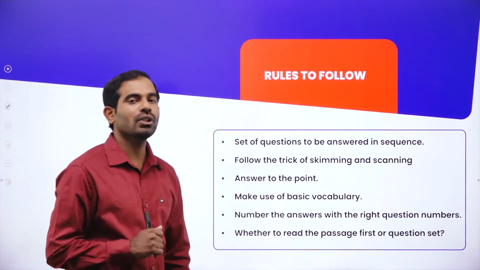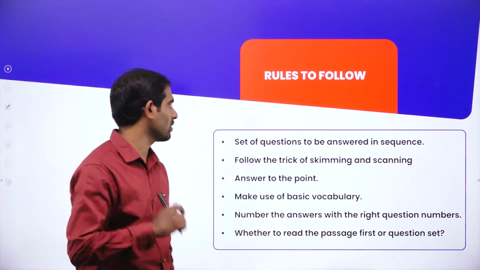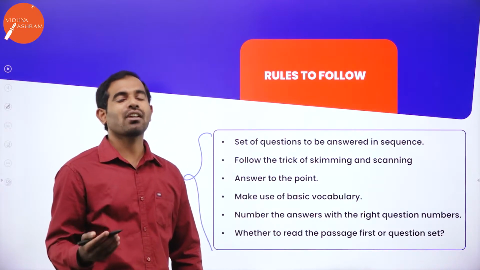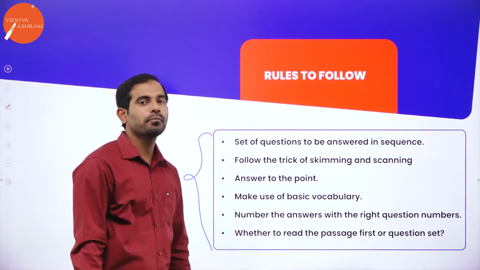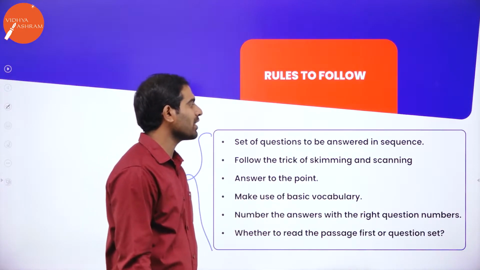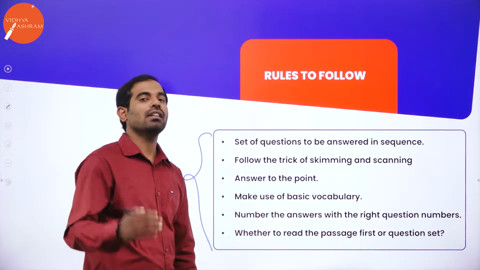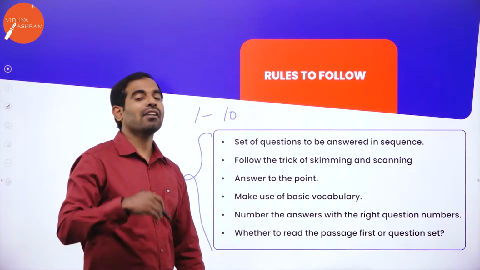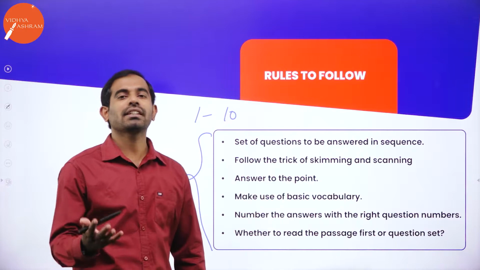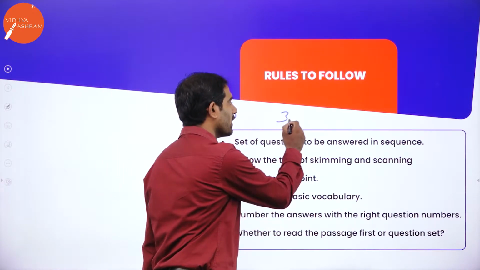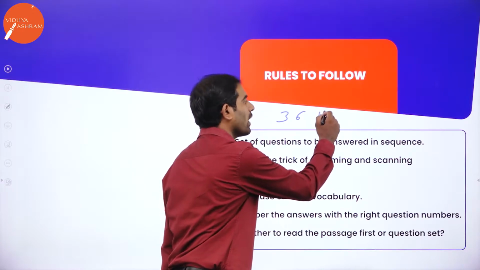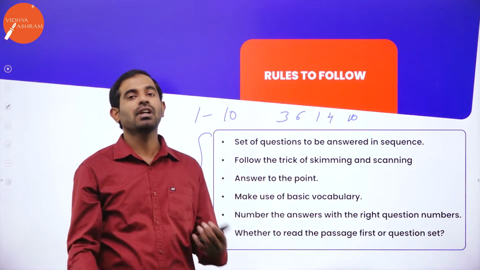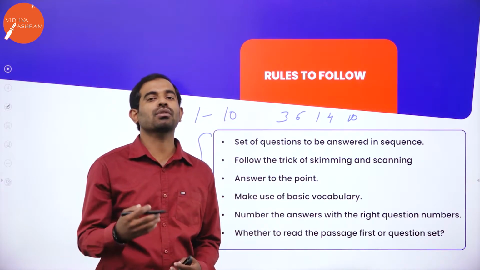There are a set of rules you need to know, you have to know, and you must know. What are the rules you need to know in order to score 10 out of 10 in answering these passage questions? First, the set of questions must be answered in sequence. What does it mean? Let us say there are 10 questions, from 1 to 10, and a few students in the examination tend to answer question number 3 first, and then 6, then they come back to 1, go back to 4, and then slip to 10. They mix up the question sequence. You are not supposed to make this mistake.